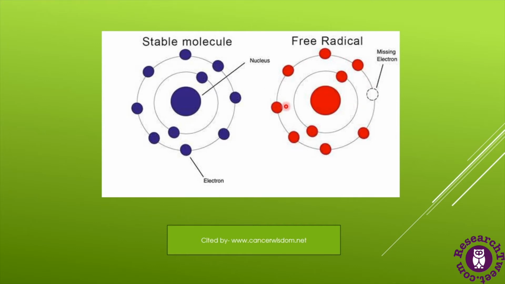Now in the other picture we can see the depiction of a free radical. Here we can see in the outermost shell there are only 7 electrons and 1 electron is missing. So this atom is considered a free radical because it has to complete its octet, and for this it will react or make a bond with any other atom.